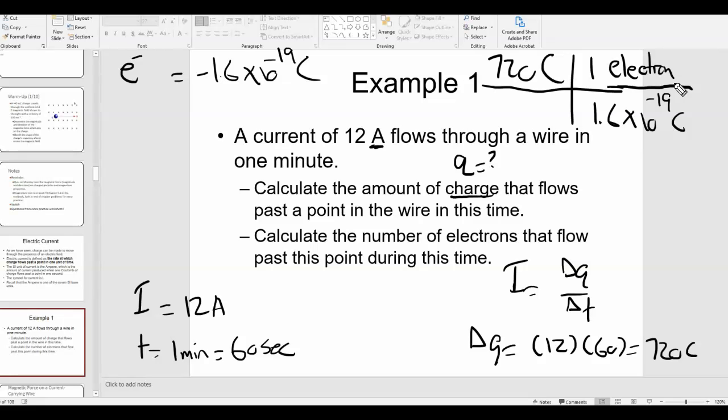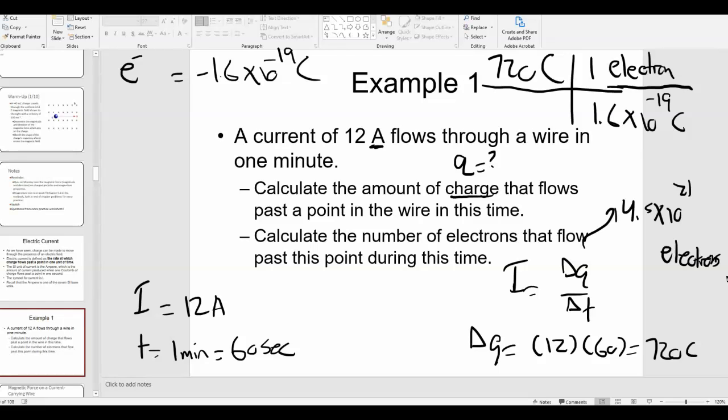And if you divide 720 by 1.6 times 10 to the negative 19 coulombs, you get 4.5 times 10 to the 21 electrons. And so that's how many electrons are flowing past a point per minute, which is actually quite a lot of electrons. It's almost a mole of electrons.